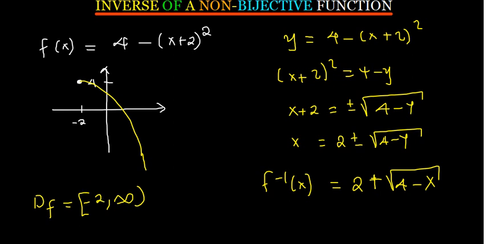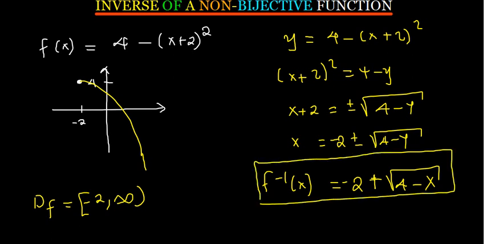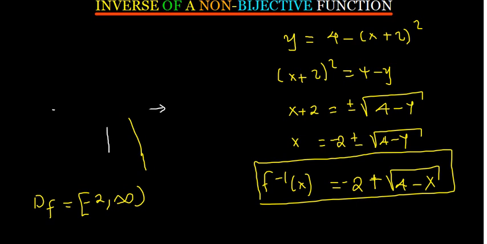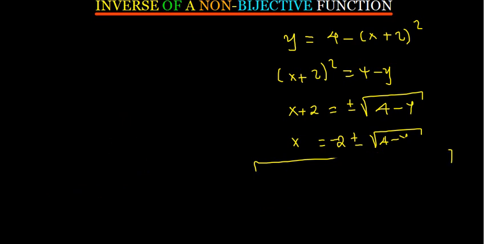Let me see the way I took. Actually, when you take this to this side, it's supposed to be negative, so that's why I'm doubting this answer. So this is going to be negative. Now it is correct. This is going to be the inverse of this quadratic. It's very easy to find the inverse if you know this.